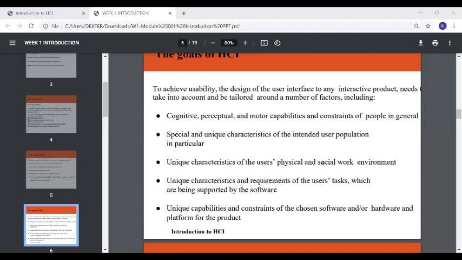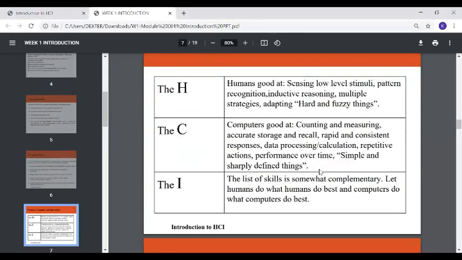This means that each application and software interface represents an experiment. So we may be able to spot an obvious problem with an interface using general principles such as stimulus response compatibility. So human-computer interaction. Okay, so the H, the human, is good at sensing low-level stimuli, pattern recognition, inductive reasoning, multiple strategies, adapting, and so on.